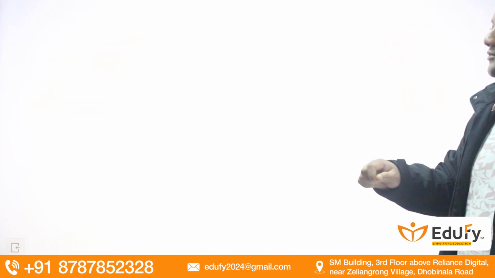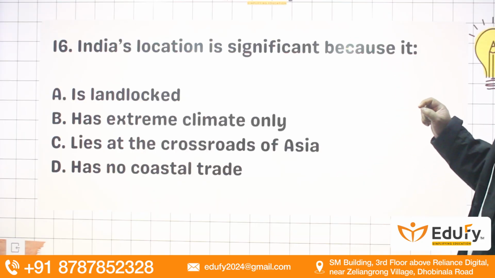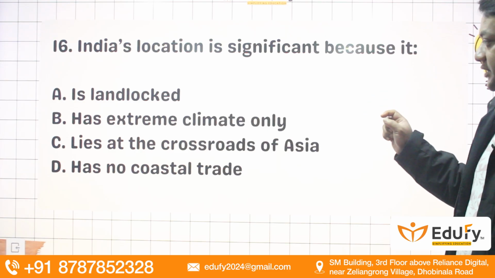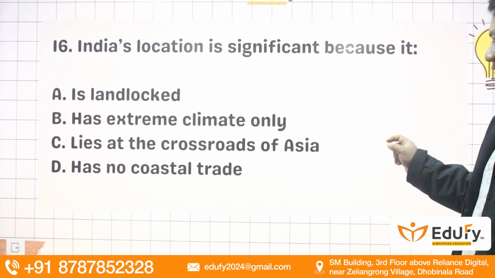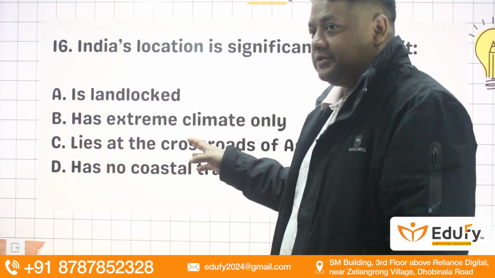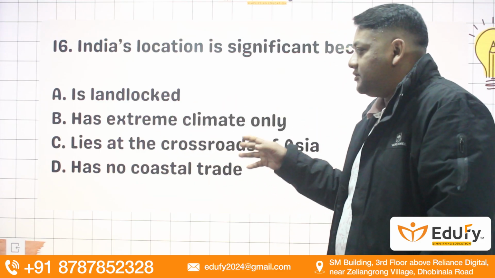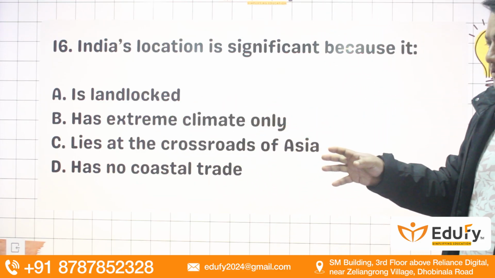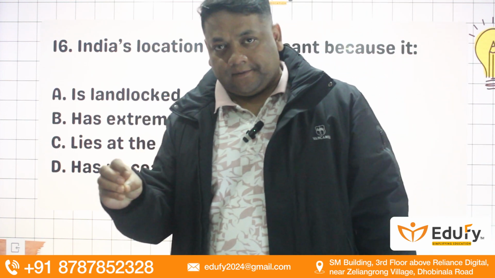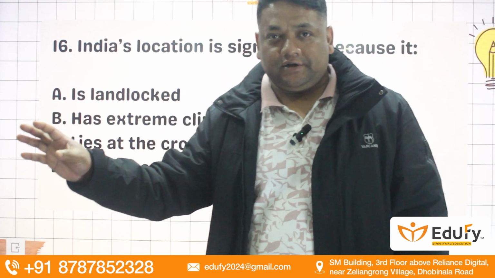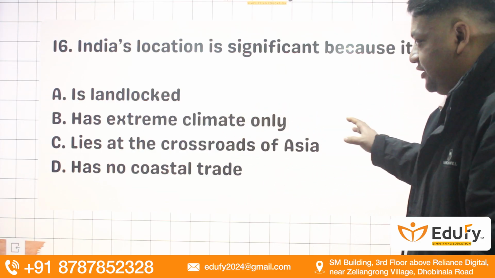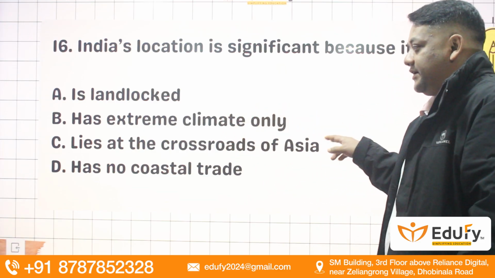Okay, next question. India's location is significant because it: is landlocked, has extreme climate only, lies at the crossroads of Asia, or has no coastal trade. So mostly all other options are wrong. We all know about India. So C is the right answer. It is actually a crossroads for Asia, almost connecting the majority of Asian countries, like Southeast Asia. So C is the right answer.